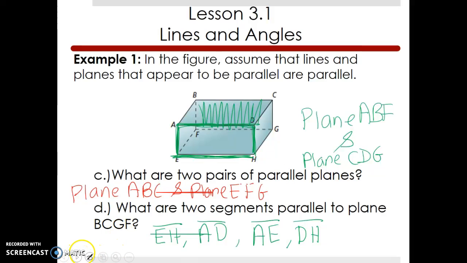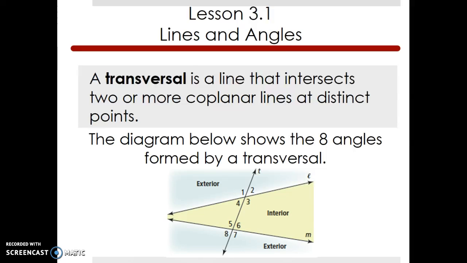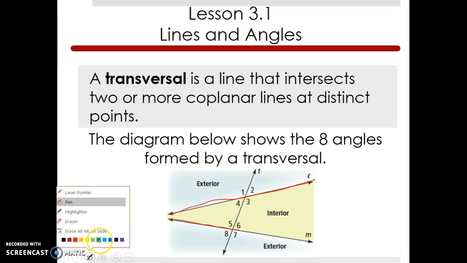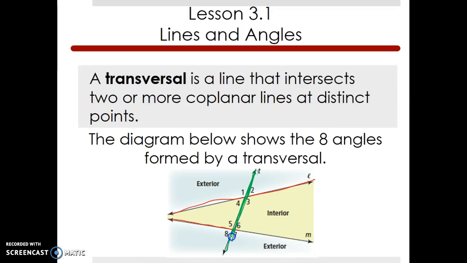And we're going to move on to the next idea, which is called transversals. So a transversal is a line that intersects 2 or more coplanar lines at distinct points. So you have 2 lines, not angles, lines. So if I see there's 1 line, 2 line, and this line T that I'm drawing is a transversal. It goes through that. The points inside the 2 lines over here are called interior, and the points that are outside the 2 lines are called exterior points.